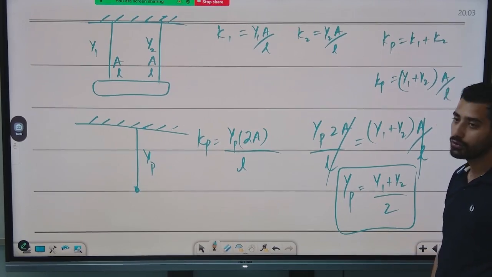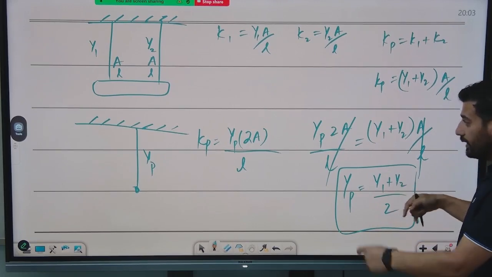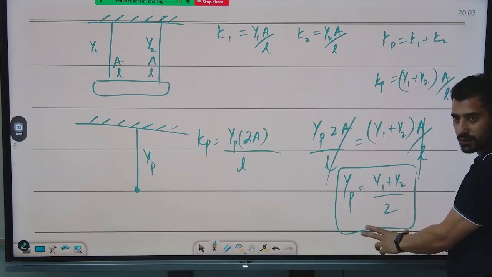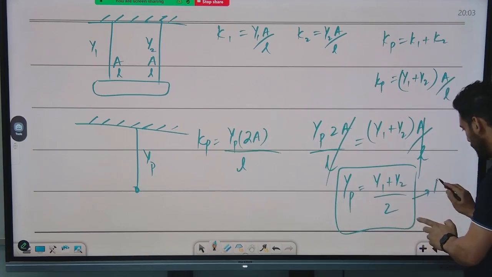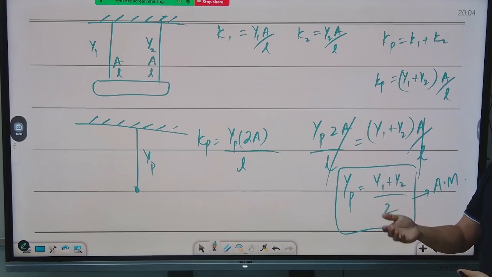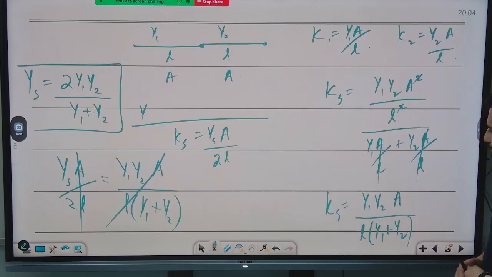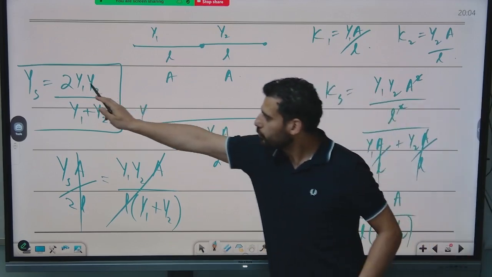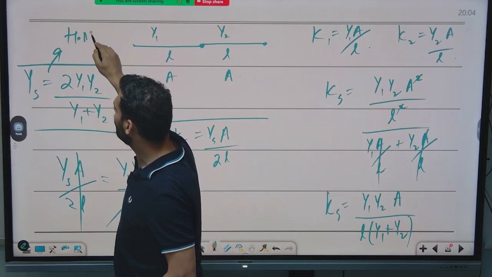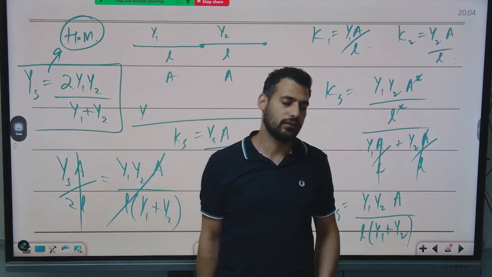The fact is, how did you approach? And understand, when wires are connected in parallel, their effective Young's modulus is the arithmetic mean of their individual moduli. Is it or is it not? Yes, the arithmetic mean. Class 10th arithmetic progressions you have done. But now look at this expression here. Twice Y1 Y2 by Y1 plus Y2. This is the harmonic mean of the individual Young's moduli.